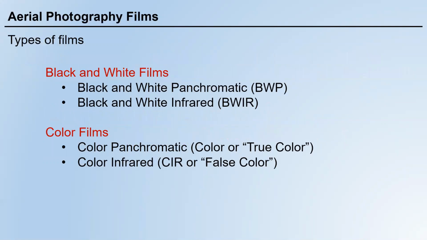Okay. So there are generally two types of films. First type, black and white films. Second type, color films. And under each category, there are subcategories. So there are black and white panchromatic films. There are also black and white infrared films. The first one is called BWP. The second one is called BWIR.